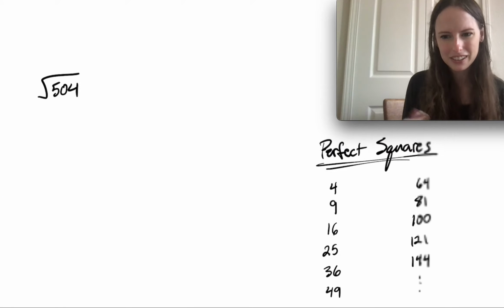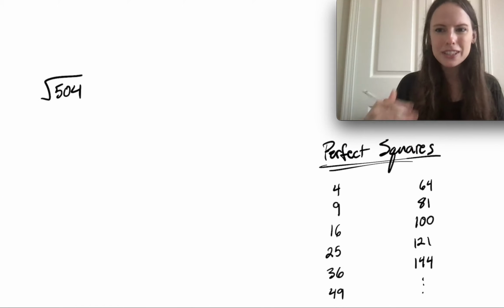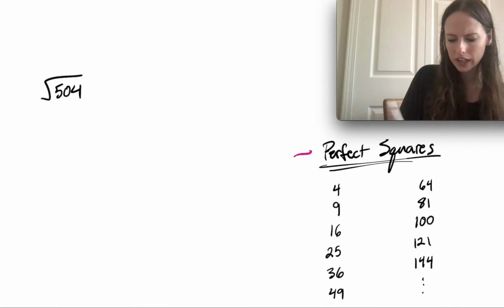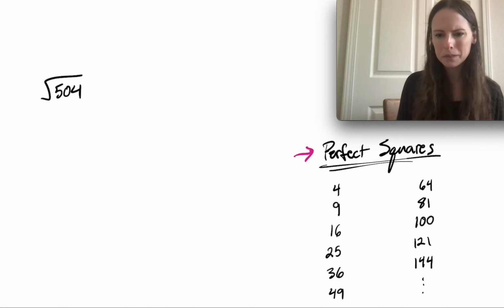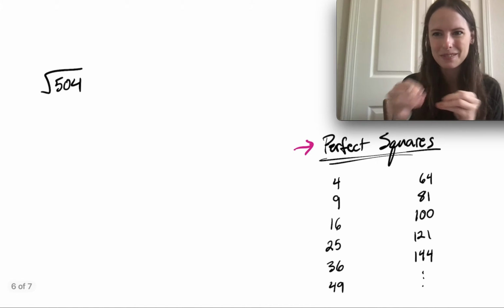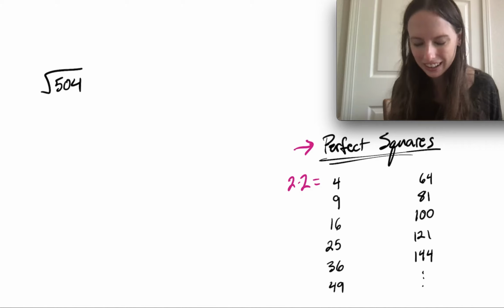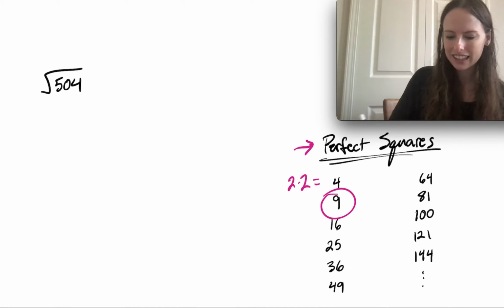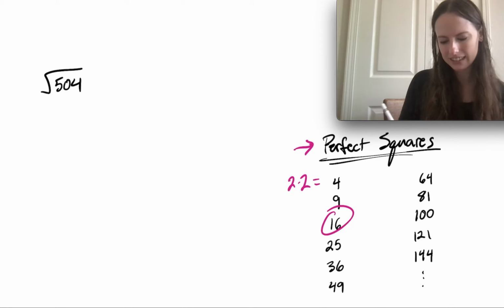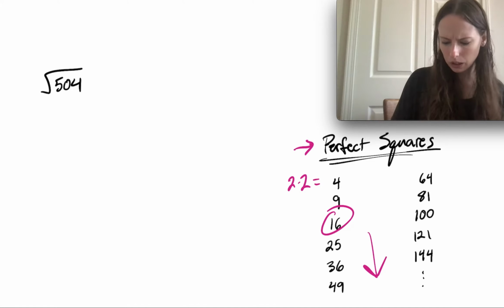I've been using this word a lot. A perfect square is really just a number that you get when you multiply the same thing times itself. So 2 times 2 equals 4. 3 times 3 equals 9. 4 times 4 is 16, and so on. You get the idea.